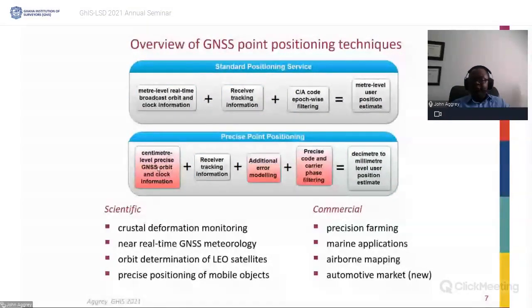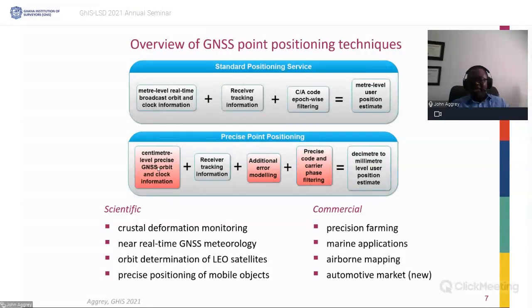Once we have these two pieces of information, and then we know where the receiver is, or even if there is a possibility we may not even know where the receiver is, that's fine. As long as we know where the satellite is, we have an idea of where the receiver is, and we do some additional error modeling, we can determine the position of that particular receiver to a decimeter to a millimeter level of accuracy.